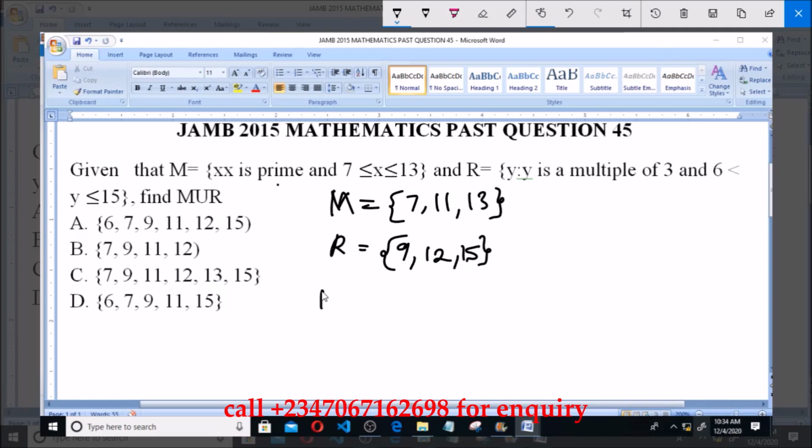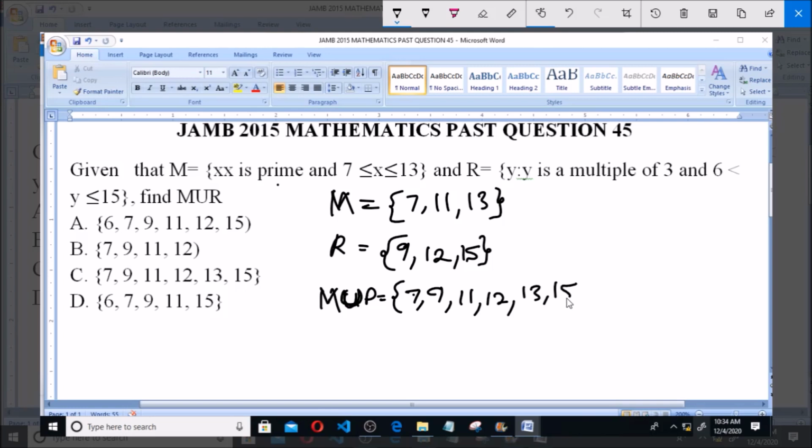So now M union R simply refers to the constituents of M and the constituents of R added together. So we'll have 7, 9, 11, 12, 13, 15. And looking at this, it is option C. So option C is the correct answer.